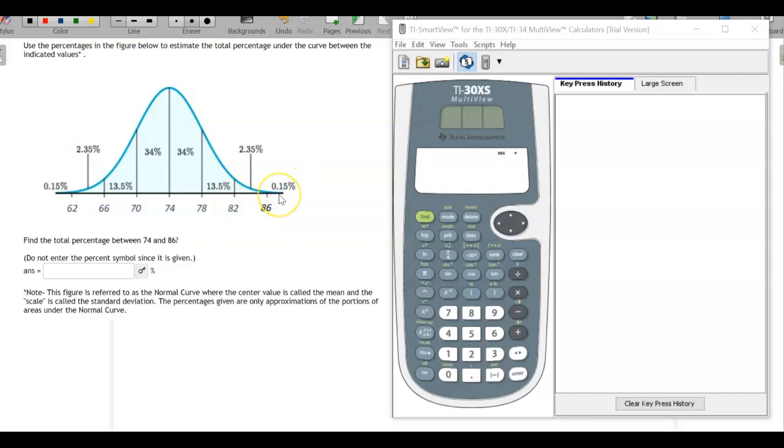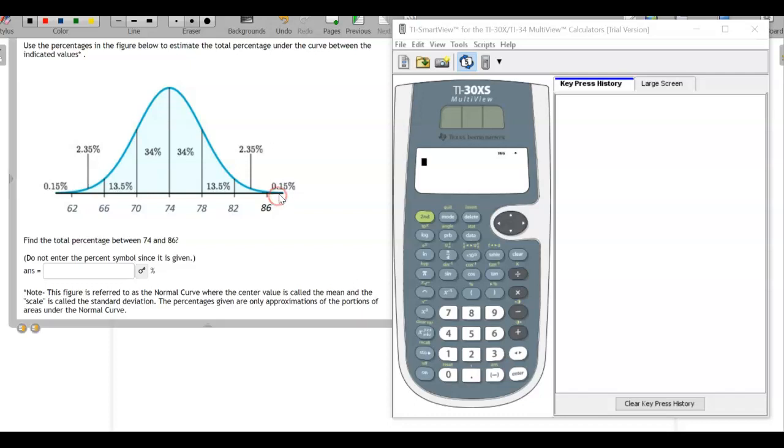0.15%, that's less than 1 in every 100. That's like 15 in every 10,000. So that's very few would get that score. And then below, 60 to 70 would be the D range, and anywhere 66 and below would be failing. So you might ask, what percentage of the students would get between a 74 and an 86?